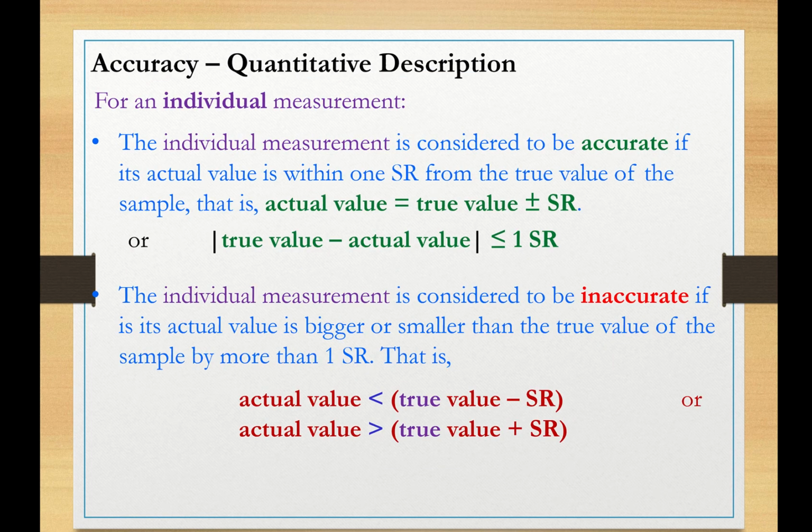For an individual measurement now, if the difference between the true value and the actual value is less than or equal to 1 SR, then that individual measurement is considered to be accurate.